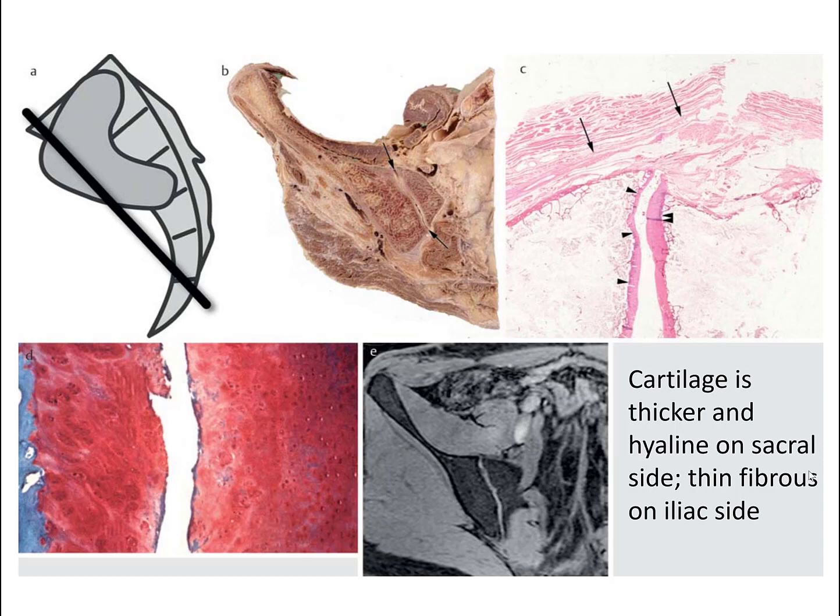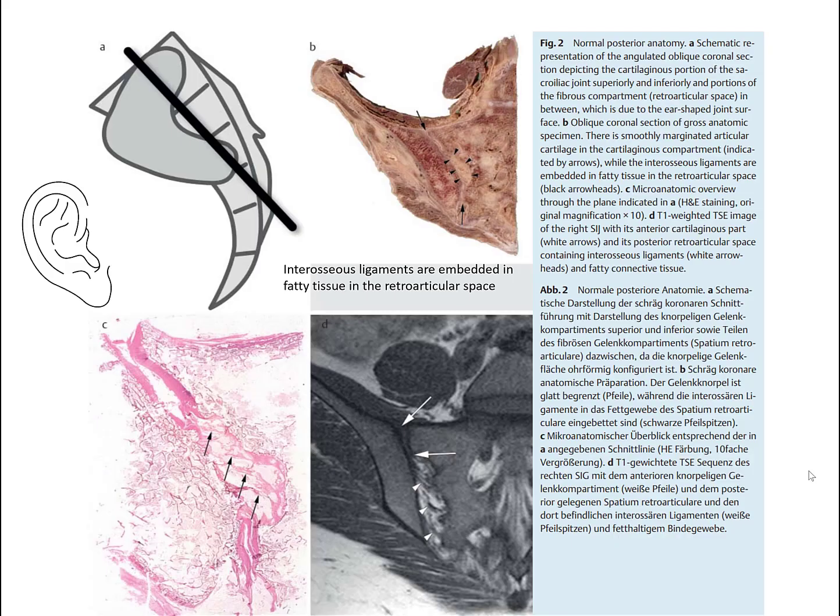So you have the cartoon, the anatomical specimen where the cut is, and the histology where you can see the sacral portion of the SI joint has a lot of cartilage, the iliac portion does not. The histology on the right is the sacral portion. The cartilaginous area is mature, looks like a normal joint. And on the left side, it's fibrous and immature, the iliac side. So the iliac side is a lot different than the sacral side.